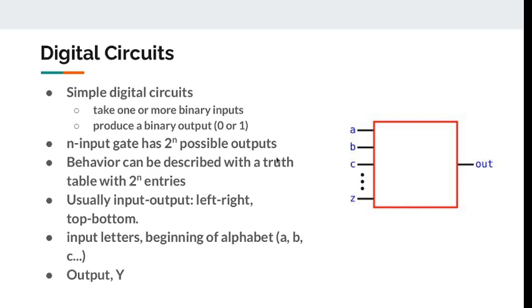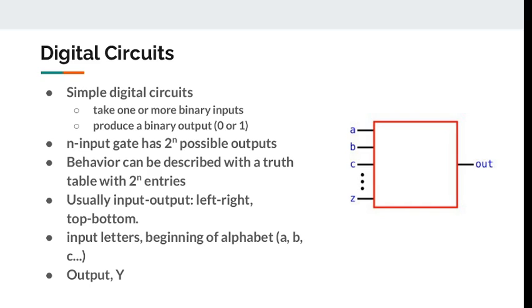Last lecture we talked about numbers and how we can represent numbers in digital circuits, and now we're gonna talk a little bit about how we do operations with those representations, with those numbers, right? And most of those operations will be performed through gates. What are gates? Gates are simple digital circuits that take one or more inputs and produce a binary output.